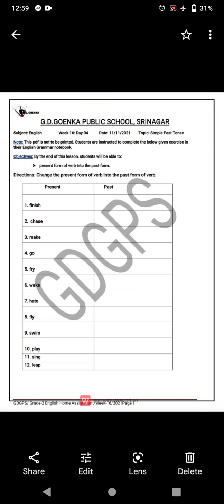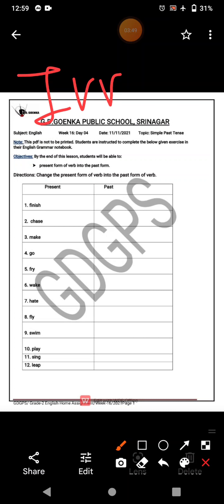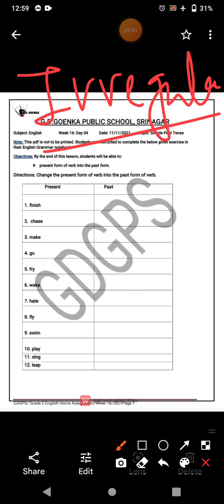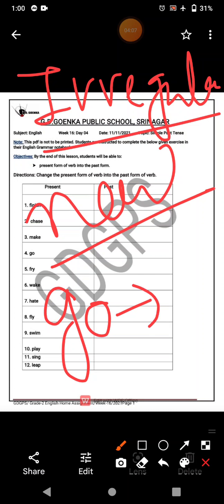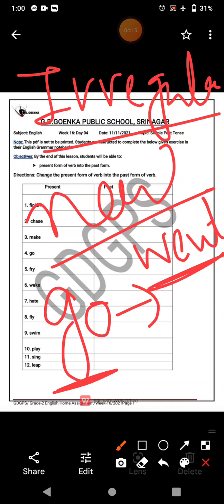And also you have to remember about irregular verbs. You remember irregular verbs, when a present verb is changed into a past verb, sometimes it gives us a completely new word. They are called irregular verbs. For example, go. The past tense of go is went. And here you can see a completely new word. We don't add any d, ed or ied to it. So they are called irregular verbs.